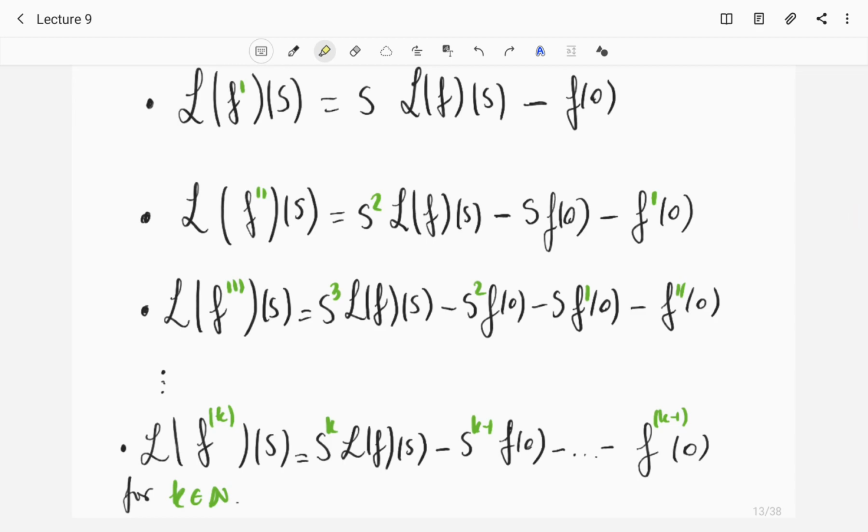Okay. So for any k, we have this s to the power k next to the Laplace transform of f and this polynomial, which is kind of decreasing the power of s.